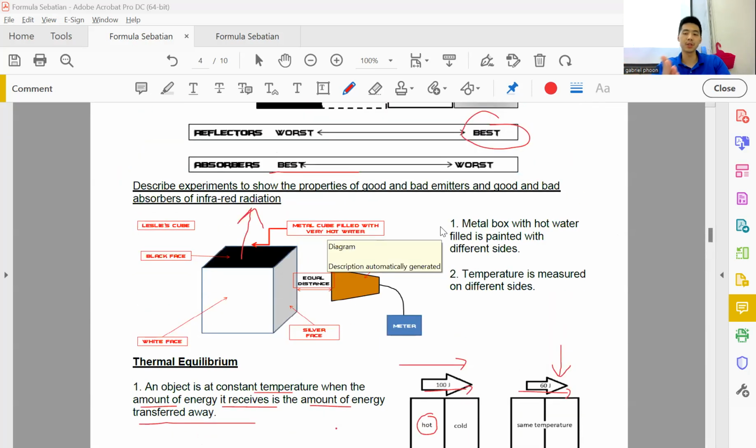Humans have sweaty palms because our hand is too hot already. When our hand is too hot, it will secrete sweat to reduce the temperature.